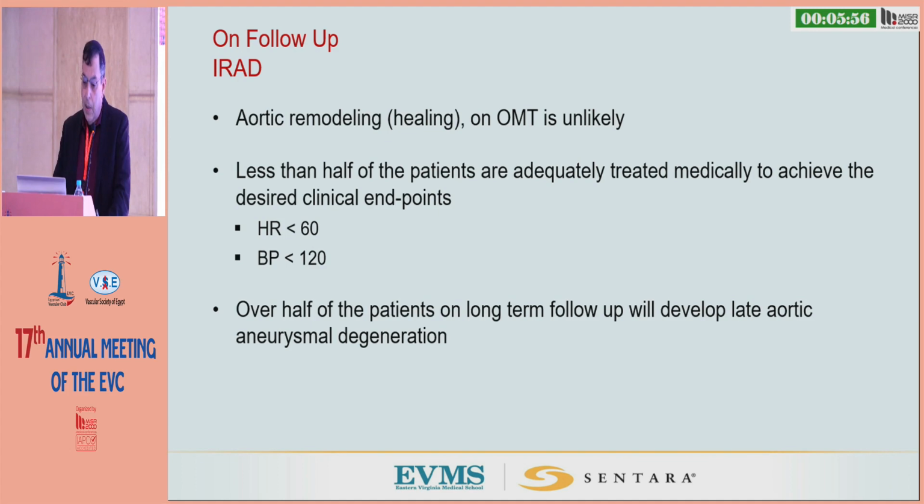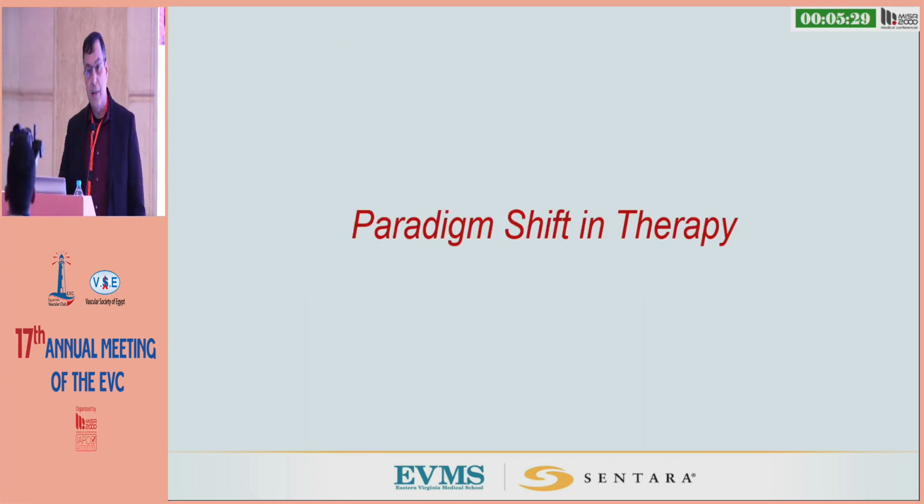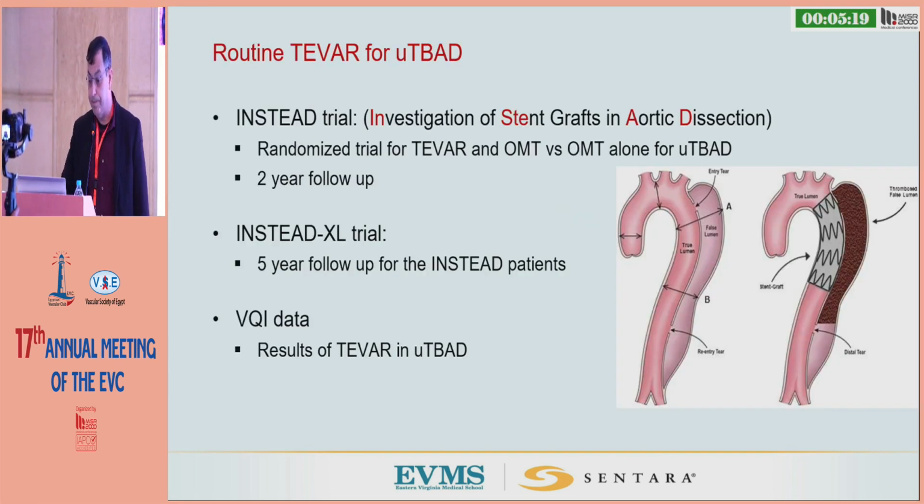It tells us that aortic remodeling is unlikely with optimum medical therapy, and that less than half of the patients will achieve the optimum clinical endpoints of a heart rate of less than 60 and blood pressure less than 120 on medical therapy. And over half of the patients will actually develop long-term complications in the form of aneurysmal degeneration that will need intervention. So that led to a paradigm shift in the form of maybe we need to treat all of the patients who present with uncomplicated dissection to prevent those future issues and aneurysmal degeneration.